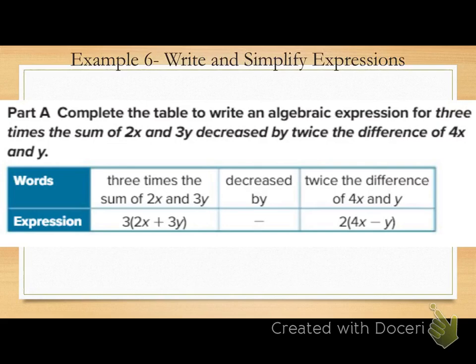Are there any questions with where they got any of this from their phrase? How they came up with that algebraic expression. So that's part A. They completed the table for us. We didn't have to complete it ourselves.